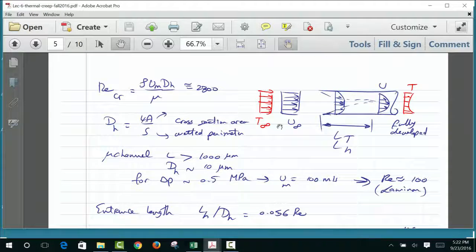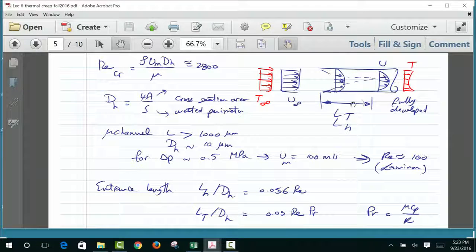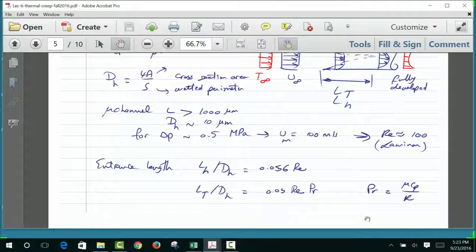And here he was again talking about the transition from laminar to turbulent, and he's talking about the entrance length. It takes a certain distance before you reach that fully developed profile, temperature-wise and velocity-wise, right? And here's the Prandtl number, mu Cp over K.